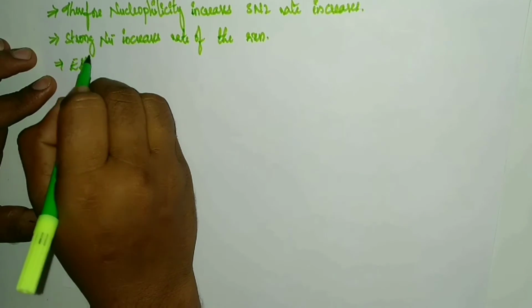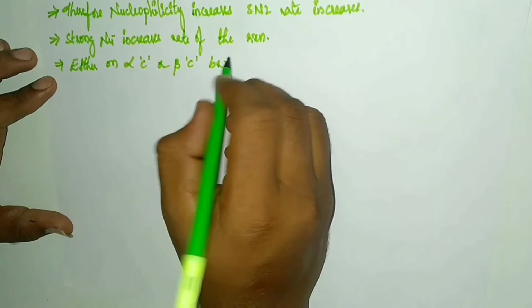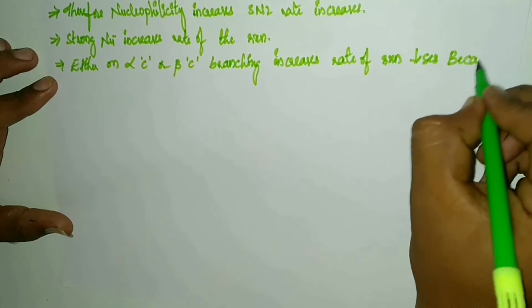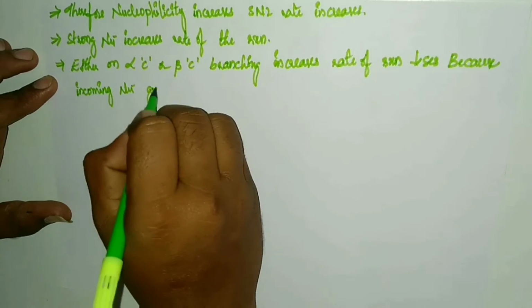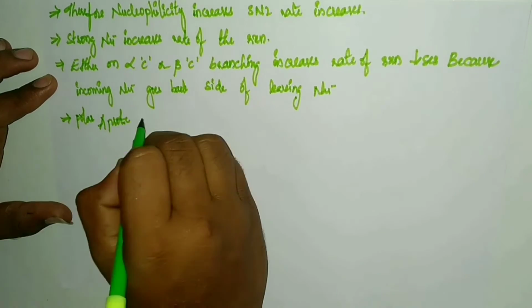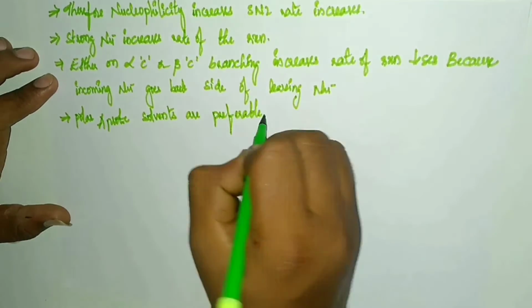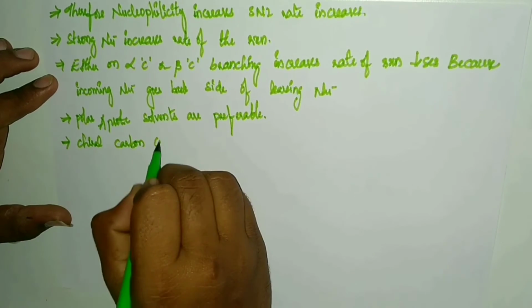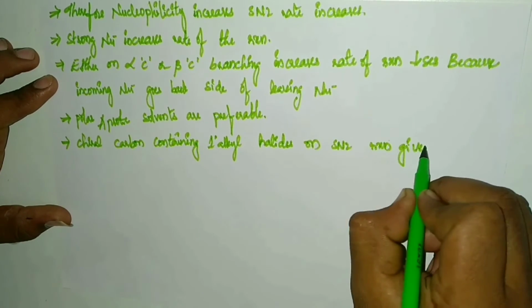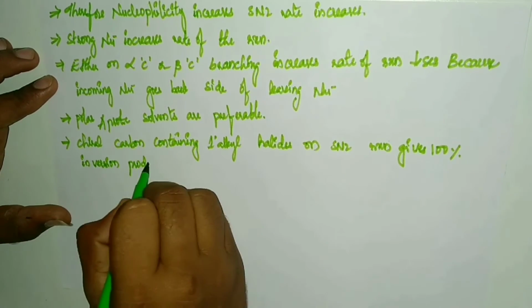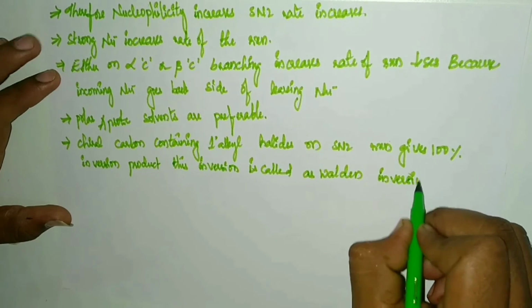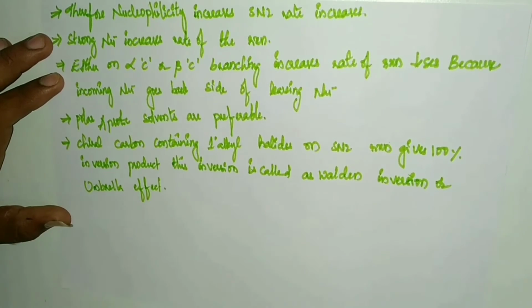As branching on either the alpha carbon or beta carbon increases, the rate of reaction decreases, because the incoming nucleophile approaches from the backside of the leaving nucleophile. Polar aprotic solvents are preferable. A chiral carbon containing primary alkyl halide in an SN2 reaction gives 100% inversion product. This inversion is called Walden inversion or the umbrella effect. So what is the umbrella effect? By this example, you can know about it very clearly.